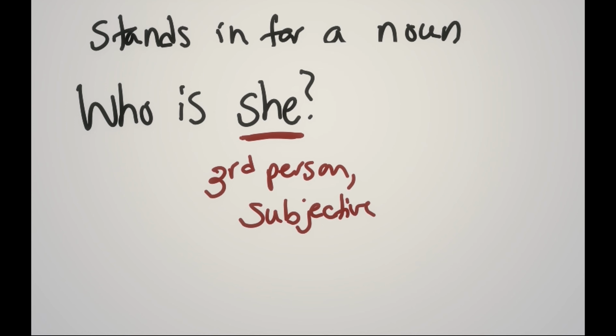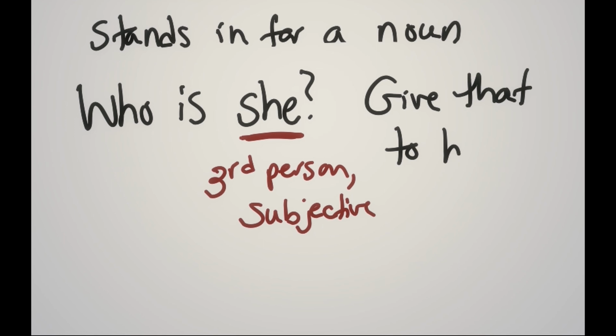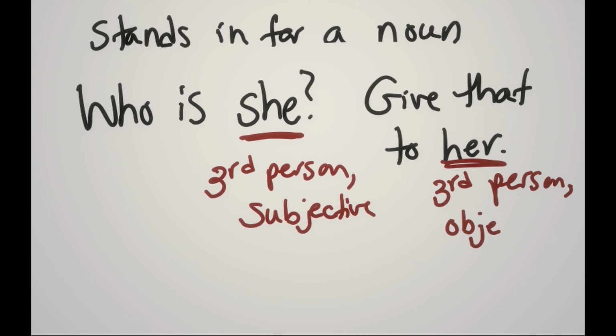Now, what if we change this to give that to her? Give that to her. Third person, we're talking about someone else, but now it's changed to objective, because we want something to be done to her. Give that to her.